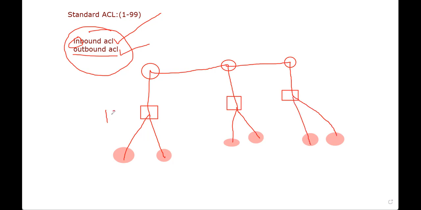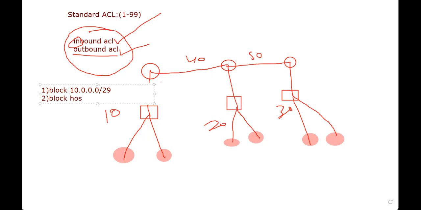Now, this is 10, 20, 30, 40, 50. So what are the conditions we can block? We have the condition where you can block your own network, 10.0.0.0/29, with everyone. Or the second condition is you can block any specific host, for example 10.0.0.1, with anyone.